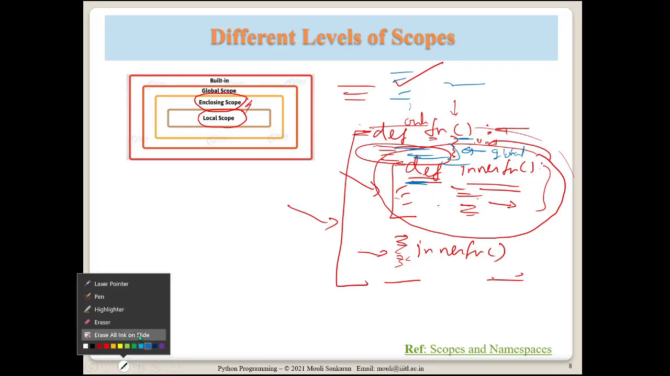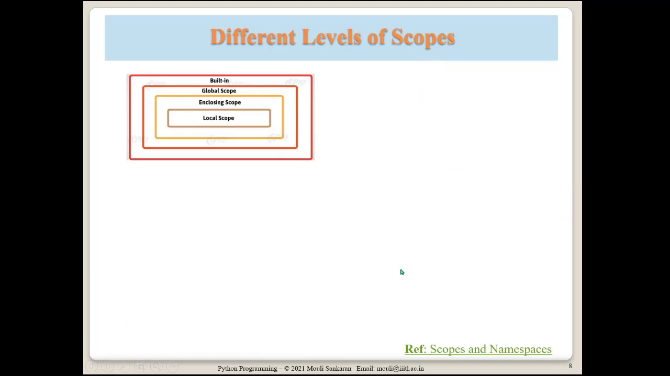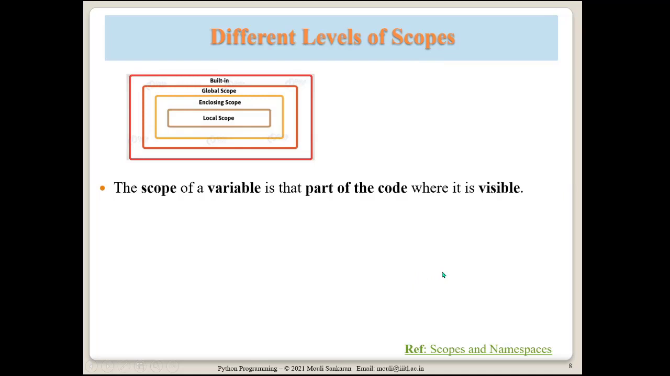We will come to the inner function in more detail with examples in the next class. Here, this is only a very high-level introduction to different scopes and namespaces and how they are internally managed by Python. I'm trying to show you. The scope of a variable is that part of the code where it is visible. That's what is called scope. No need to use any prefixes to refer to a variable if it is visible. We don't need to qualify it with global or something if it is visible in the namespace. Then you can directly access that label.